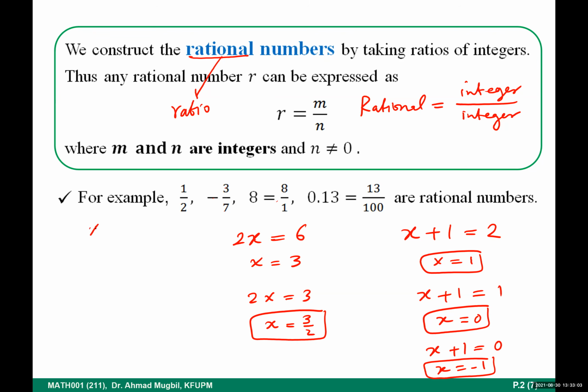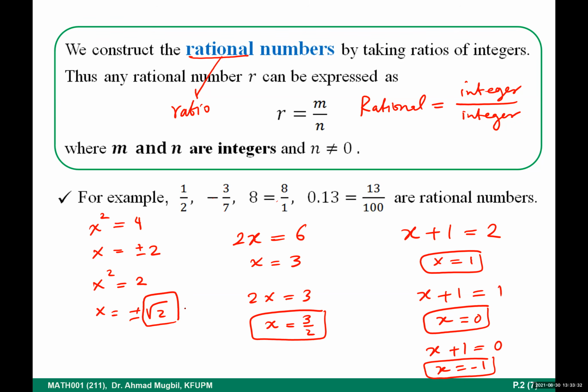Now, let me give you one more example. When we have x squared equals 4, what is x? Plus or minus 2. Positive or negative 2. When we say x squared equals 2, what is x? Plus or minus square root of 2. Okay. Now, this one, what is it? Is it rational? Is it an integer? Is it natural?